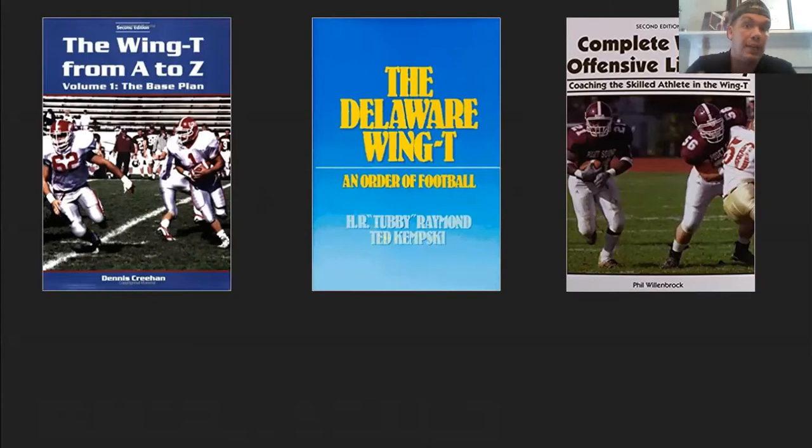I don't want to pretend to be an expert in the wing T offense. It's not the base offense that I run per se, but my offense has a lot of elements of the wing T in it. But these are 3 books or 3 resources you might want to go to, just a quick synopsis on them.